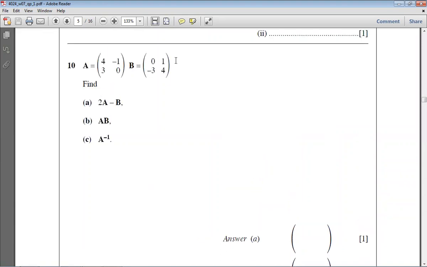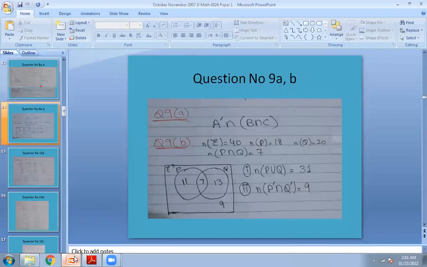Here a matrix A is given, and the matrix B is given: 4, -1, 3, and 0, and 0, 1, -3, and 4. So this is the A and B matrix. The first question is very simple. He wants you to find 2A minus B. In part B, he wants you to multiply A and B. And in part C, he wants you to find the inverse of the matrix A. So let's go to my solution.